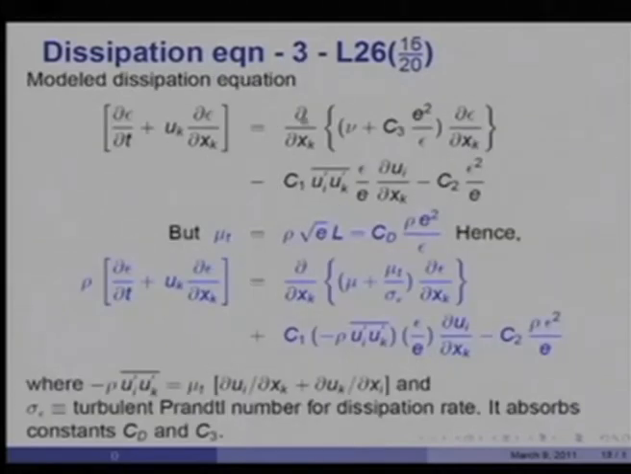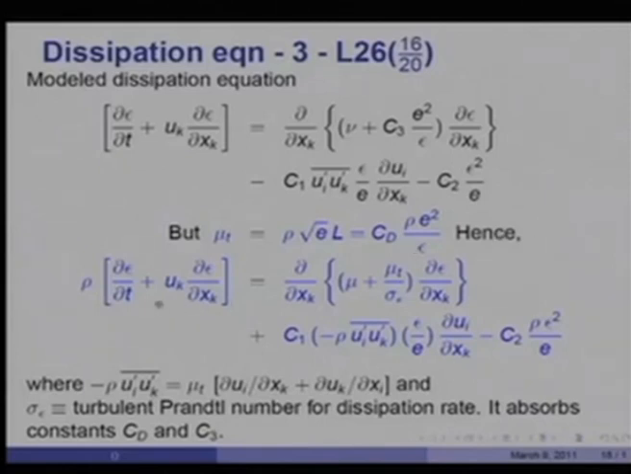And therefore, we get the dissipation equation, which reads like this. This is the convective term of the dissipation equation, this is the diffusion term, this is the turbulent diffusion, this is laminar diffusion, and then we get the production term and the dissipation term itself. And mu t is rho square root E into L, and therefore, this will simply become C d rho E square by epsilon, because epsilon is proportional to E raised to 3 by 2 by L.